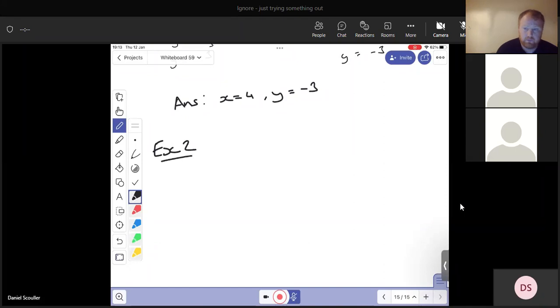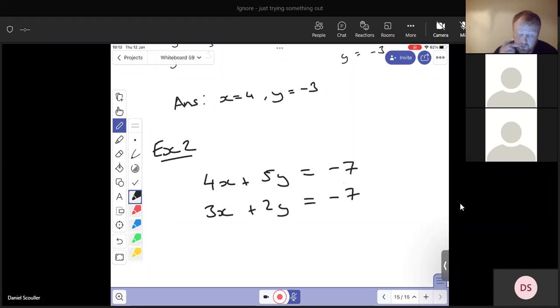Any questions on that so far with the elimination method? You're good. Okay, how about 4x plus 5y is equal to minus 7. 3x plus 2y is equal to minus 7 as well. That's your equation 1. That's your equation 2. So you can see we've got x terms in a nice column, y terms in a nice column, and the whole numbers in a nice column.